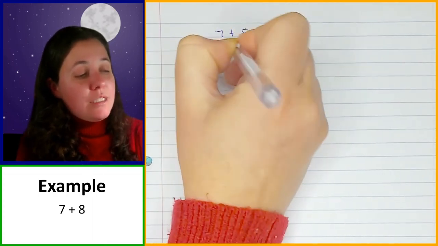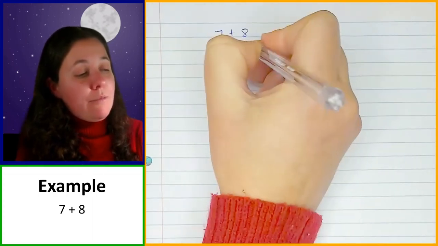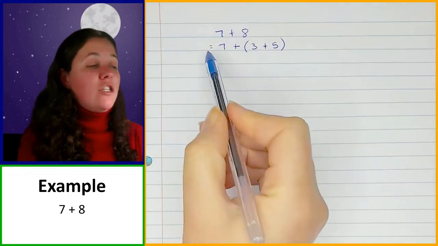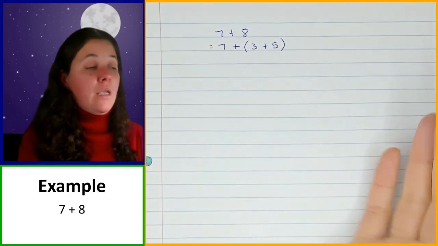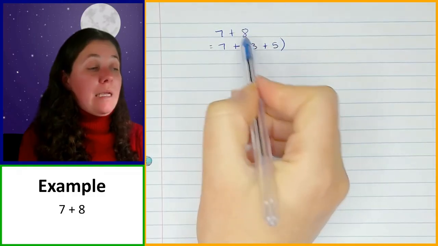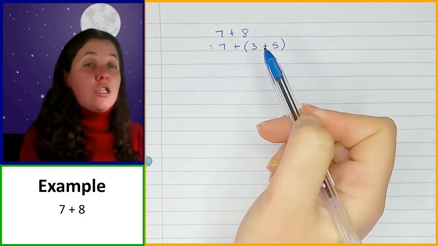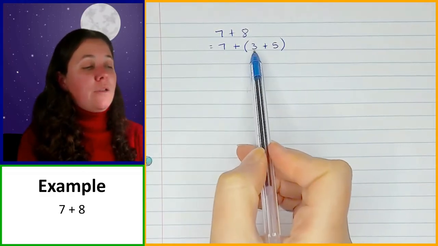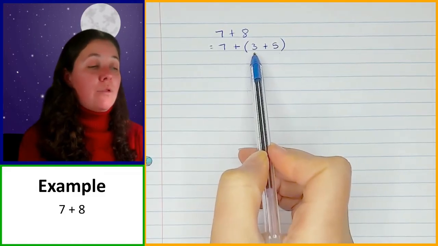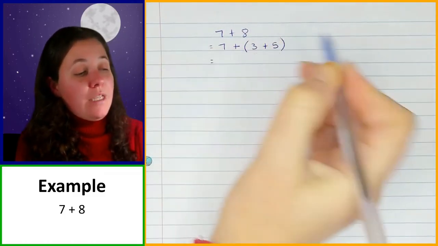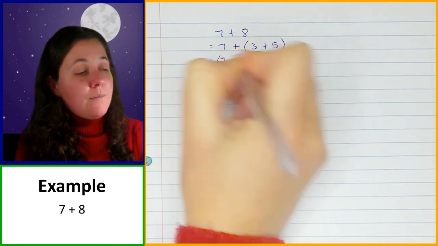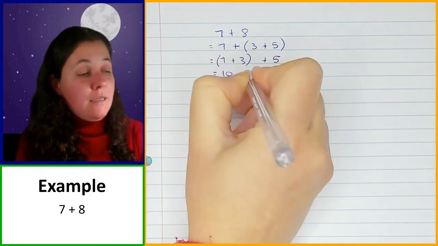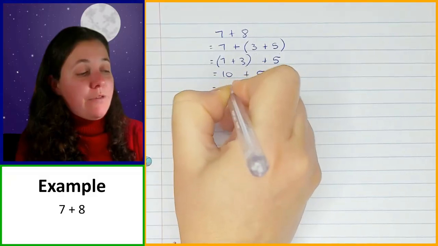So I'm going to say over here, this is 7 plus, and then my 8 can be written as 3 plus 5, because 8 is the same as 3 plus 5. So I haven't changed anything, I've just written it in a slightly different form. Now, the associative property says that I can group this differently. So instead of grouping the 3 with a 5, I can rather group the 3 with a 7 instead. So I'm going to say over here, 7 plus 3, and then add the 5. And then when I add the 7 and the 3, I get 10 plus 5, and that gives me 15.